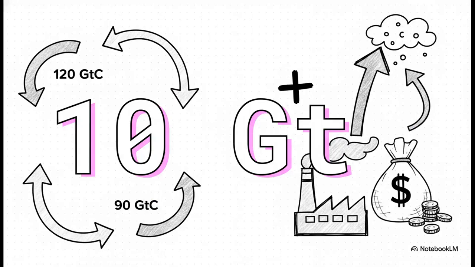So here's the absolute bottom line. We are adding a net 10 gigatons of extra carbon to the atmosphere every single year. Now remember those huge natural exchanges, the 120 and 90 gigatons? Those were balanced. They went both ways. This 10 gigatons is a one-way street. It's extra money being dumped into the budget, and the system has no idea how to spend it.